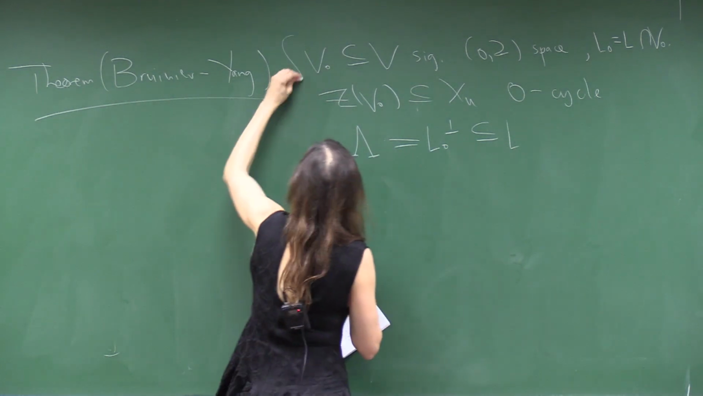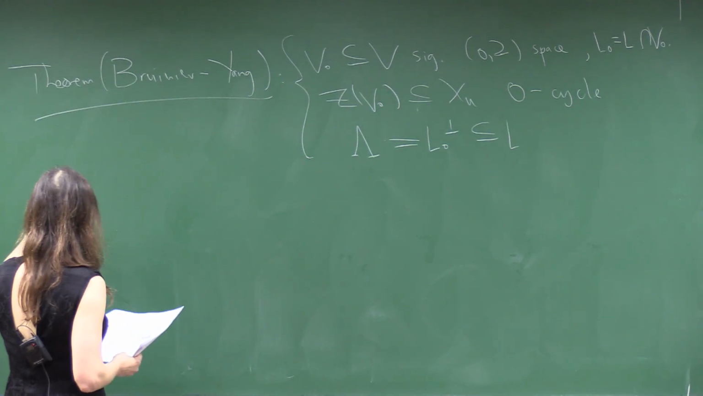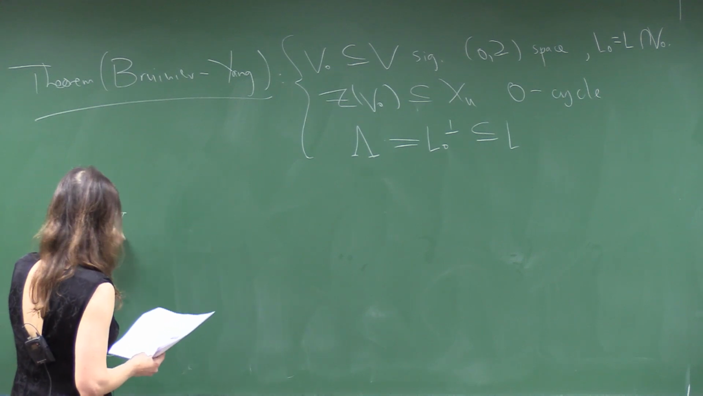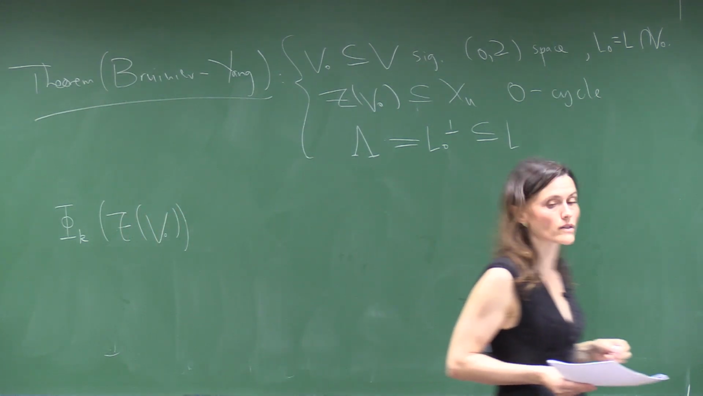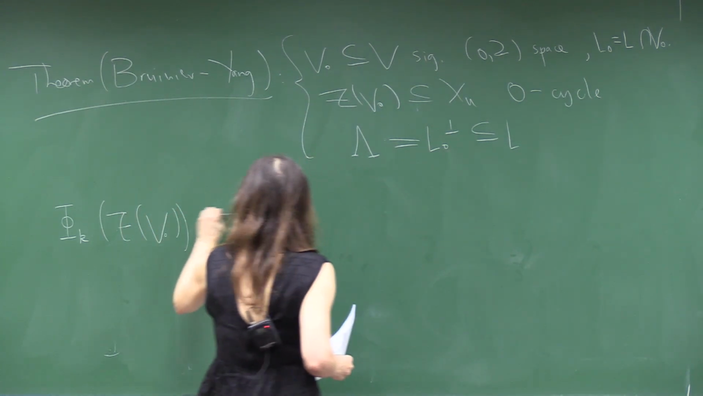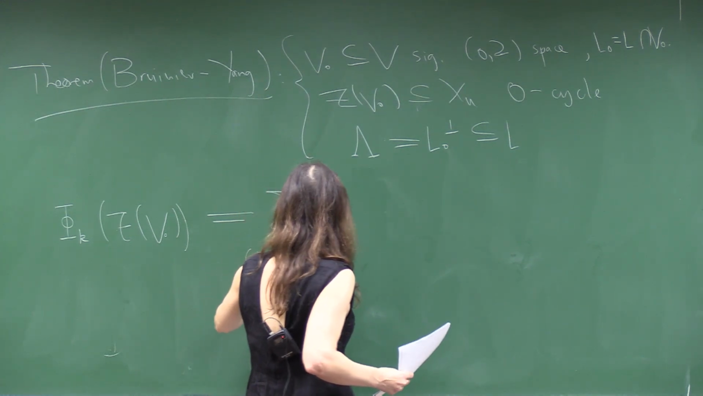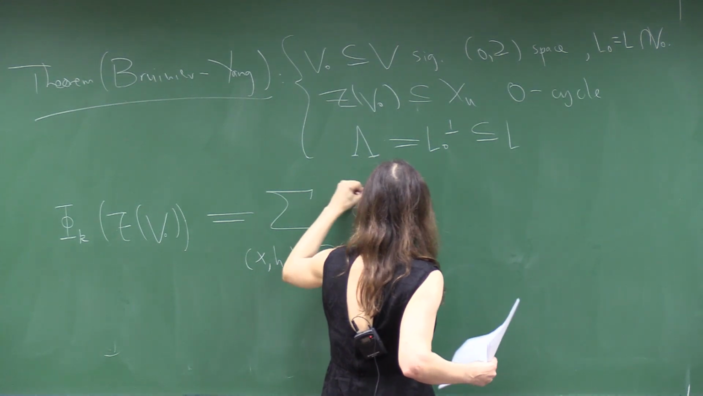So with this information, if you evaluate the Archimedean component, so if you evaluate the Green's function along the CM cycle, that simply means that you take the sum over all the points in the CM cycle, and you evaluate the function.